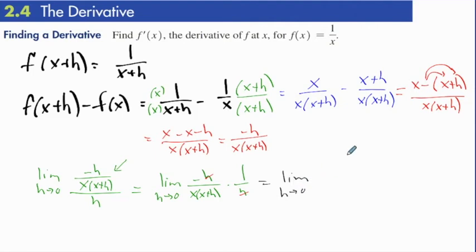And the limit as h goes to 0 of negative 1 over x times x plus h, we try direct substitution, and we see we don't get a problem. We get negative 1 over x squared, and that would be our derivative function. So f prime of x is equal to negative 1 over x squared.